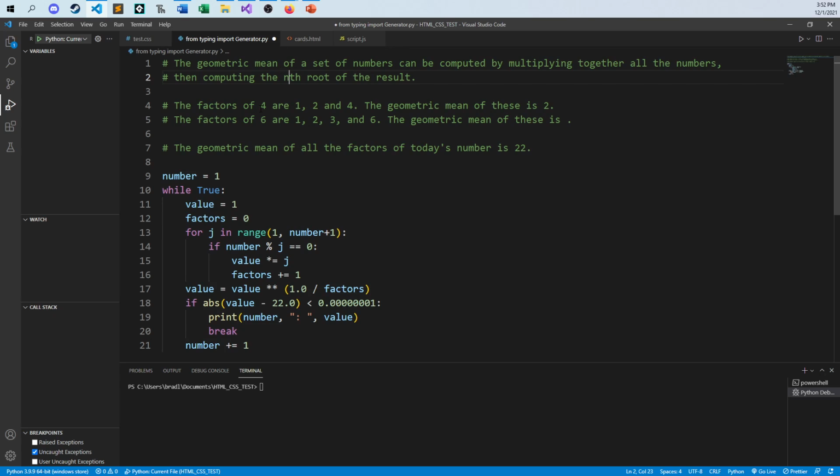The factors of 4, the numbers that evenly divide into 4, and for this problem we're including 1 and the number itself. So 1, 2, and 4 evenly divide 4. If I multiply all of these together, 1 times 2 times 4, I get 8. If I take the cube root of 8, I get 2. And for 6, there are symbols missing here, this is supposed to be the square root of 6. The factors of 6 are 1, 2, 3, and 6.